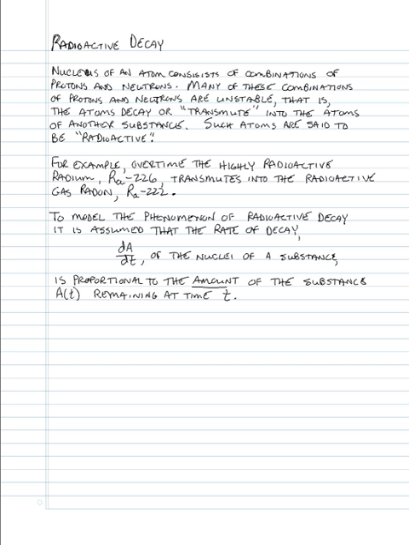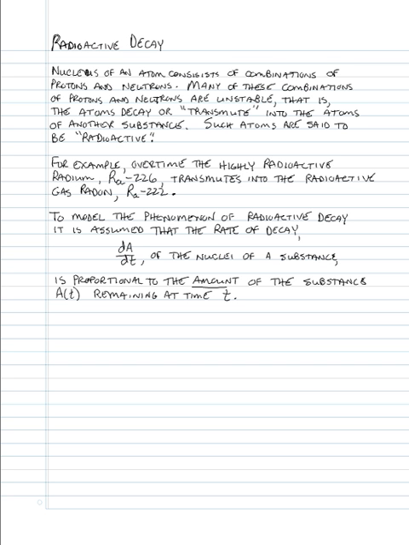For example, over time, the highly radioactive radium-226 transmutes into the radioactive gas radon, which is radon-222. So that's just one particular example. Of course, uranium decays, or transmutes, into lead. So there's all types of different things that we don't understand. I mean, we as math students don't know a lot about that, but that's what you study in physics quite a bit.